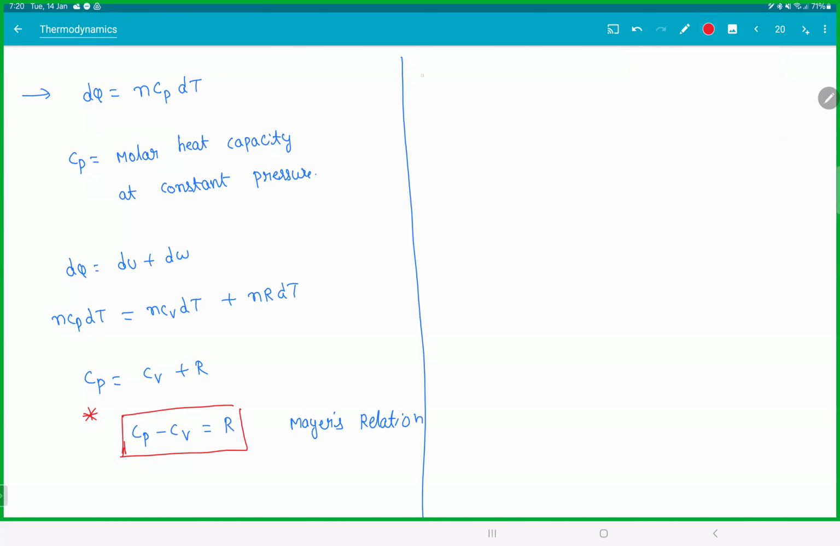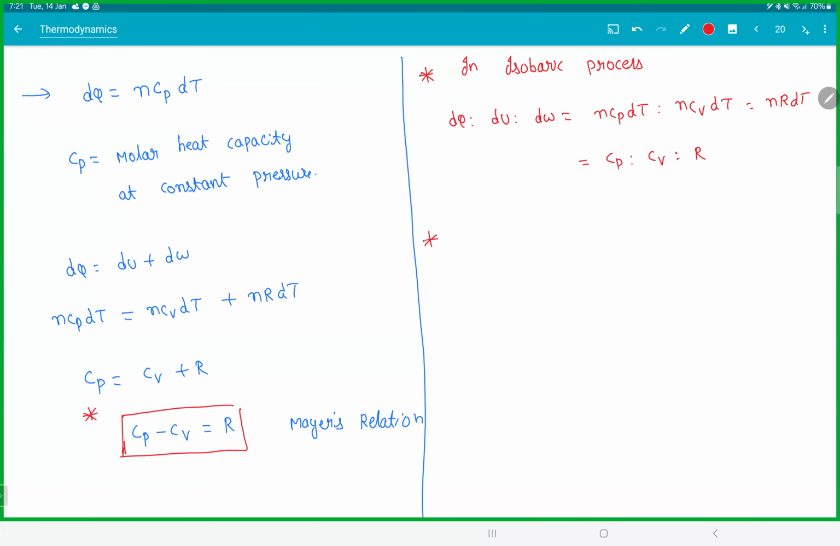Now, a few points here. In an isobaric process, dQ is to dU is to dW as nCp dT is to nCv dT is to nR dT. They will be in the ratio of Cp is to Cv is to R. And remember, Cp minus Cv is equal to R.